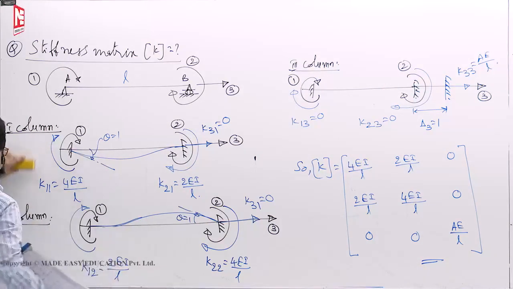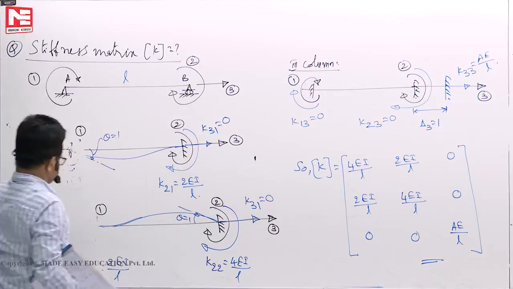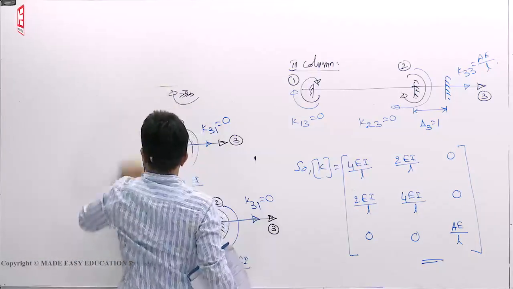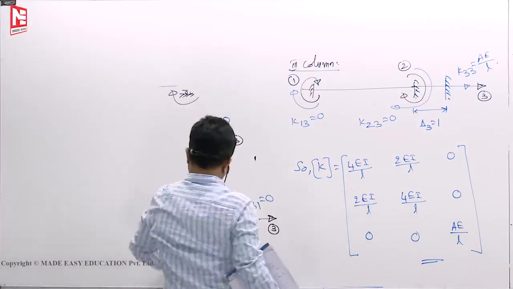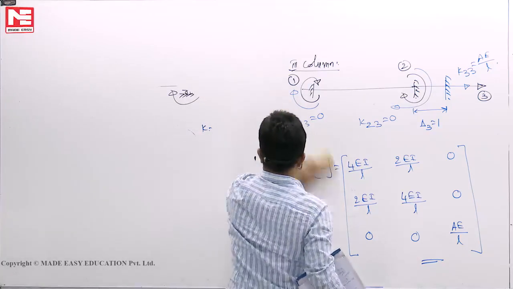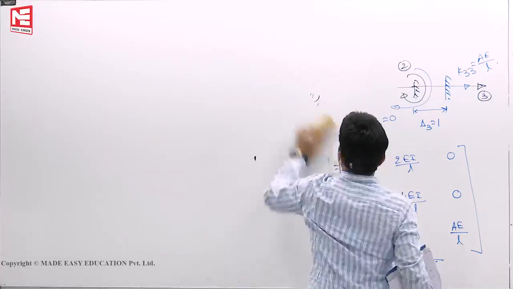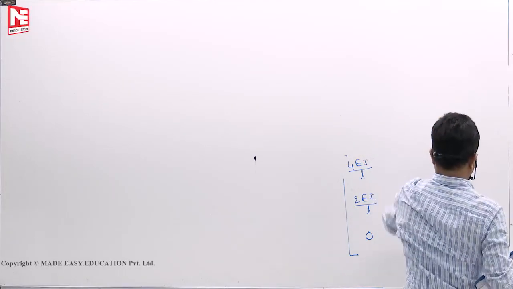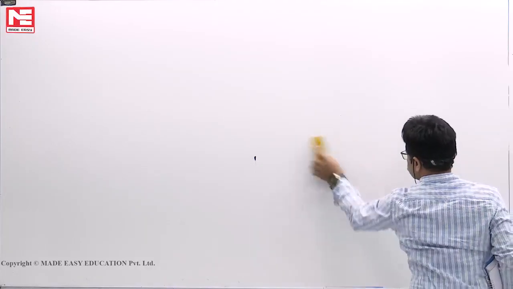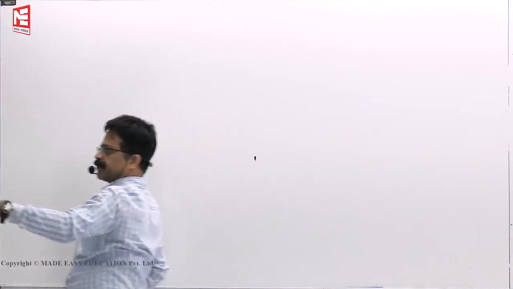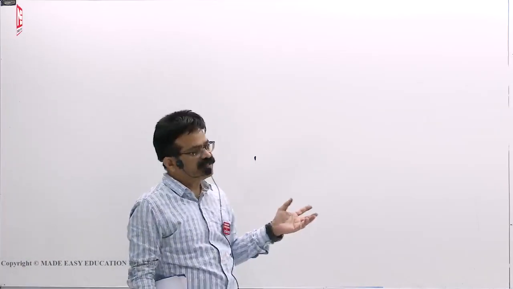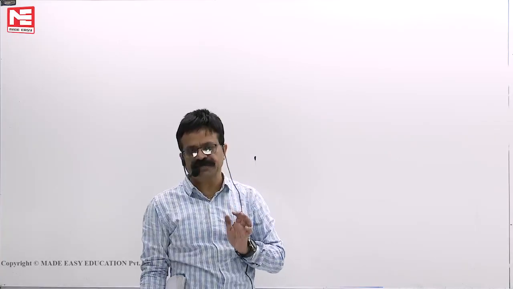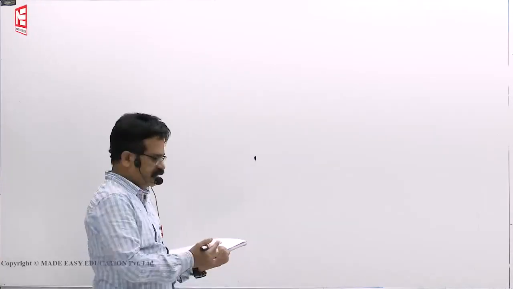Now we will take one more frame. It is not necessary that rotations alone are the independent displacements. Translations also can be there. If the frames sway, then how should we write?